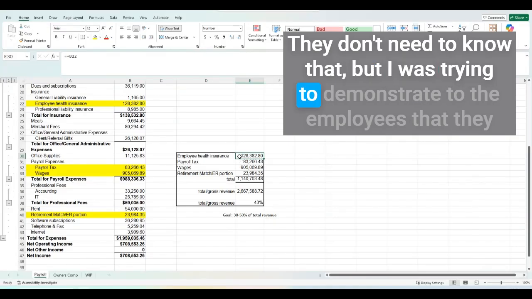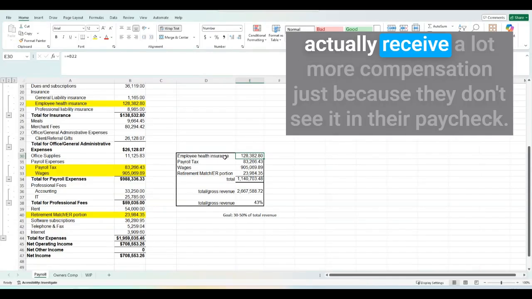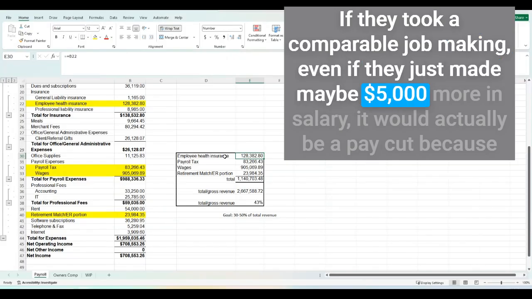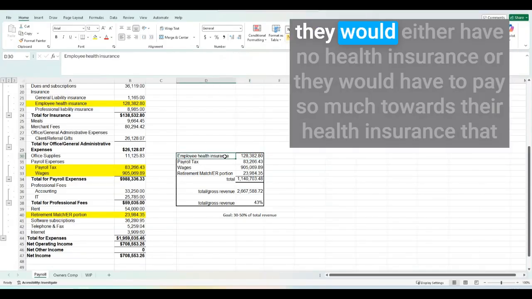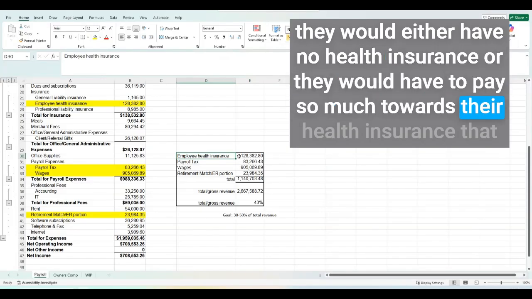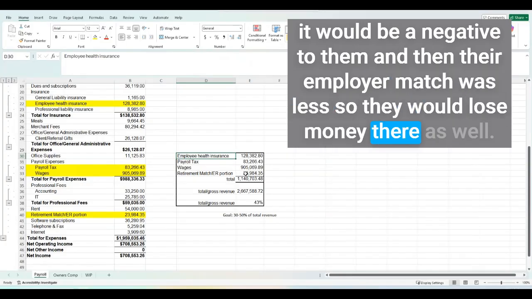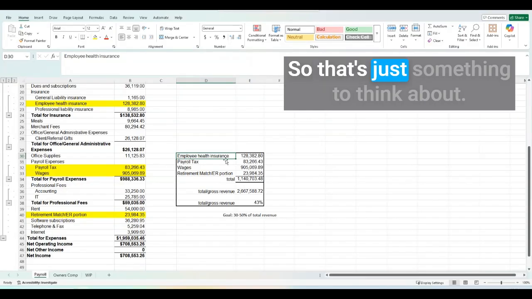But I was trying to demonstrate to the employees that they actually receive a lot more compensation just because they don't see it in their paycheck. If they took a comparable job making, even if they just made maybe $5,000 more in salary, it would actually be a pay cut because they would either have no health insurance or they would have to pay so much towards their health insurance that it would be a negative to them. And then their employer match was less, so they would lose money there as well. So that's just something to think about.